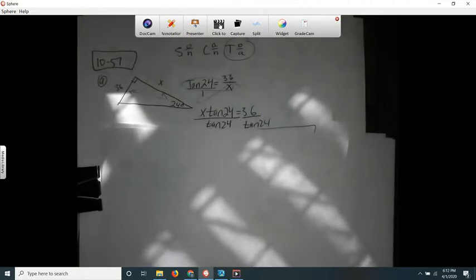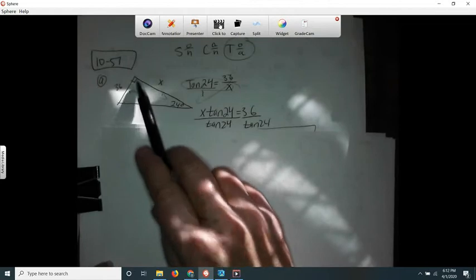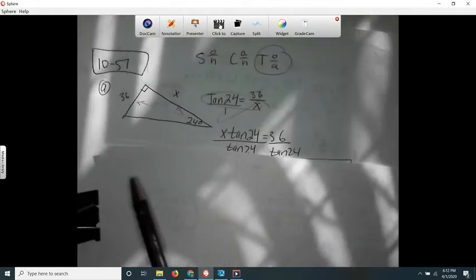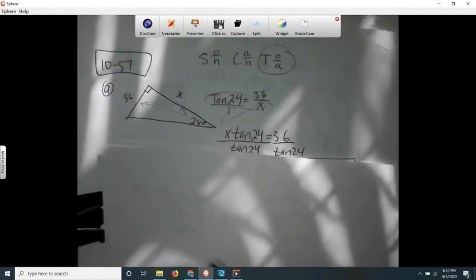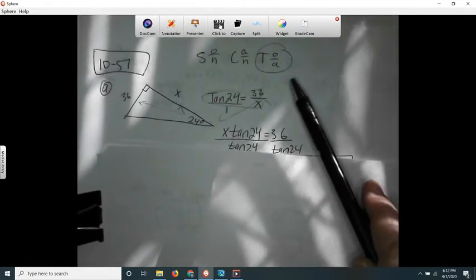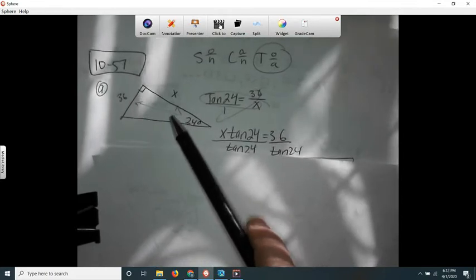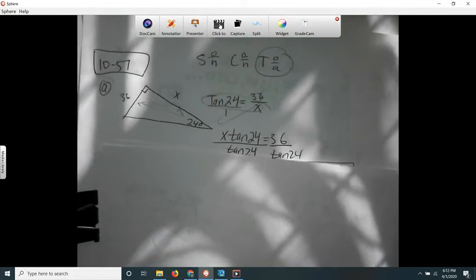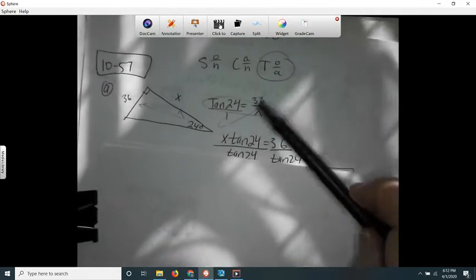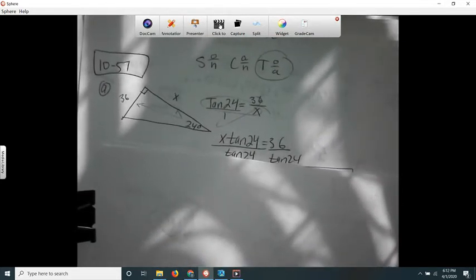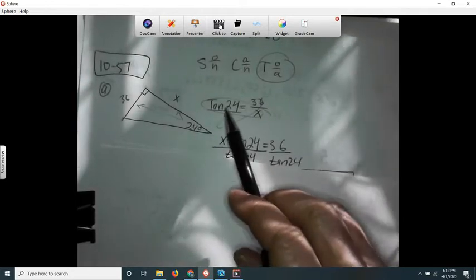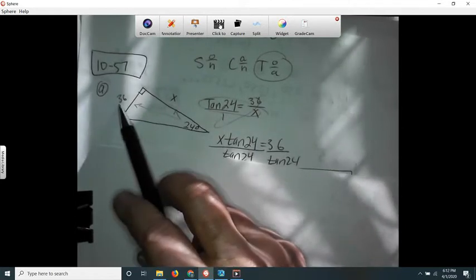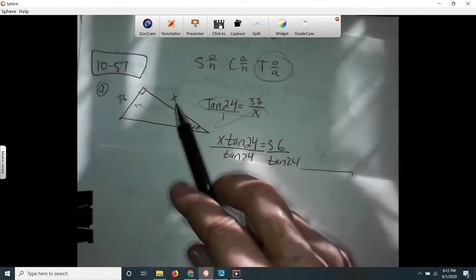I look at it and I see that this thing is a right triangle. I have bad lighting in here. It's a right triangle, and if it's a right triangle, I can use my SOHCAHTOA. I see that I have the opposite and the adjacent sides of my triangle. So opposite and adjacent is tangent. So I said tangent of 24 equals opposite over adjacent. So opposite is 36 and adjacent was x.